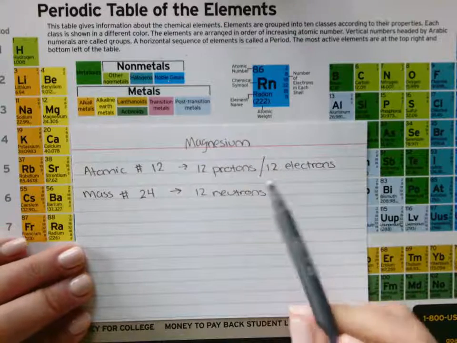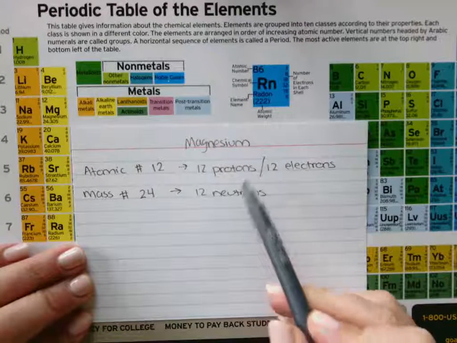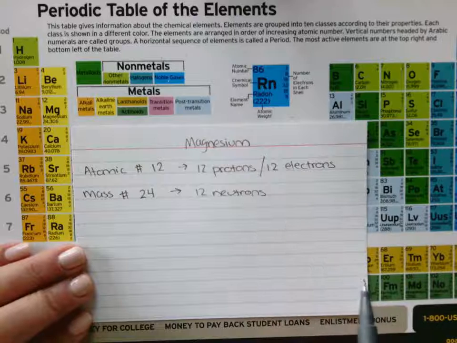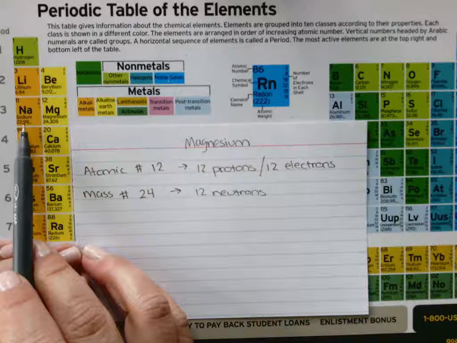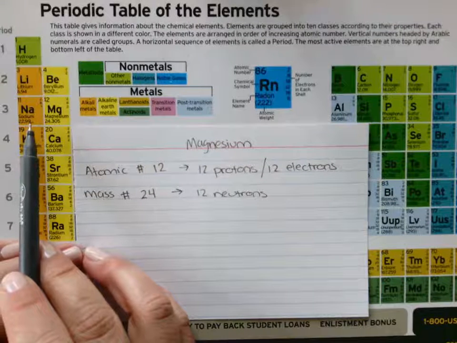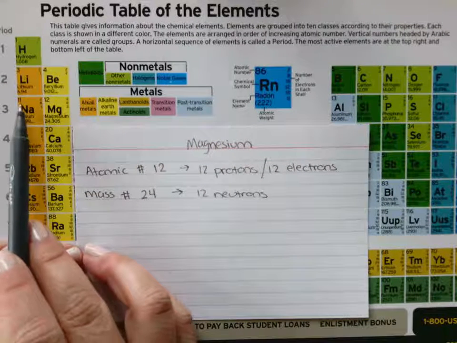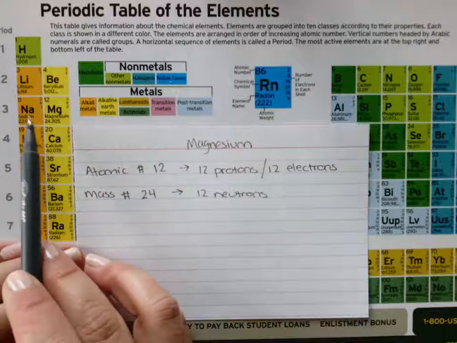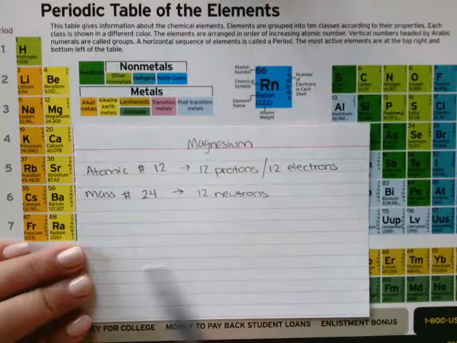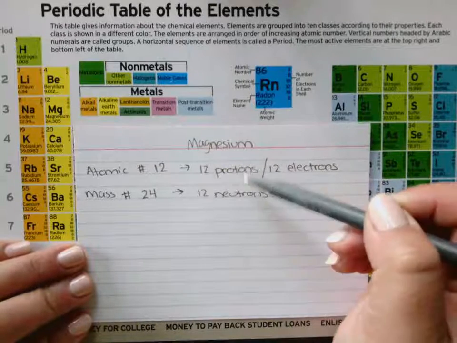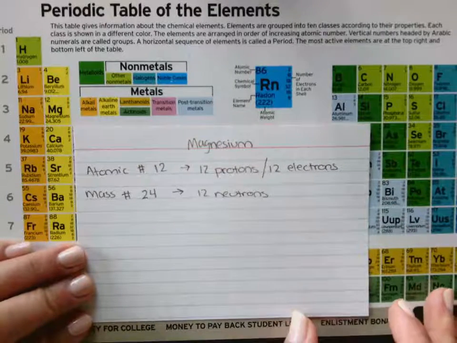Just a heads up, these two numbers won't always be equal, okay? For example, if we look at sodium, the one right before magnesium, it has a mass of 23, but 11 protons. So 23 minus 11 means it would have 12 neutrons. So you always have to do that step of subtracting. You can't just assume that the protons and neutrons are equal.